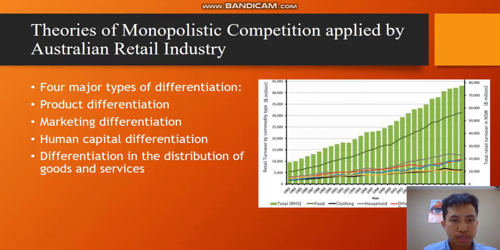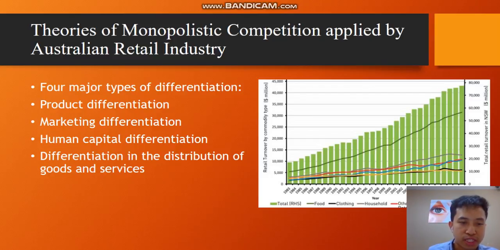There are four major types of differentiation that have made their market monopolistic, and they are product differentiation, marketing differentiation, human capital differentiation, and differentiation in the distribution of goods and services. The physical product differentiation in the Australian retail industry is effectuated by the size, shape, design, performance, and color of the retail products. For instance, it has been observed that consumer electronics from electronic retail can be physically differentiated.